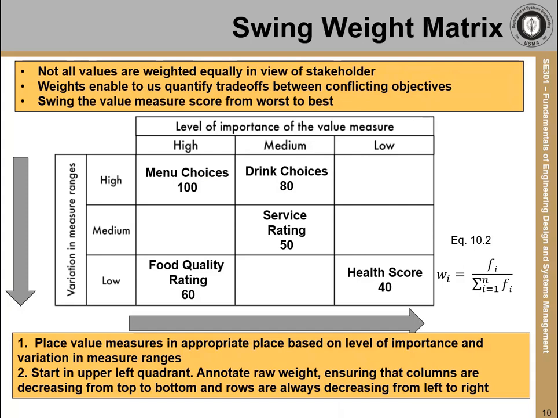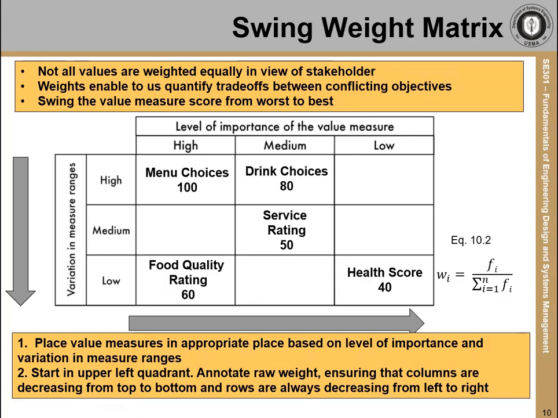Determining the weight or relative importance of each value measure is the first part of the quantitative value model. As you saw in Lesson 6, the swing weight matrix is used to record numeric values for each value measure based on the level of importance and variation in the measure range. These values range from 1 to 100, and they should decrease as you move from top to bottom in a column of the swing weight matrix or from left to right in a row.